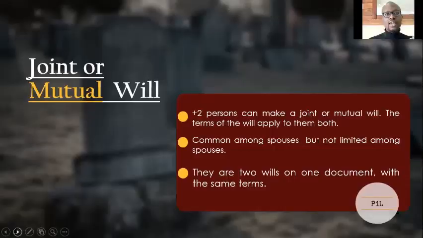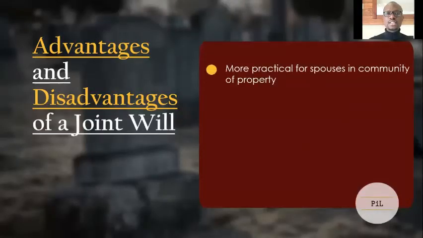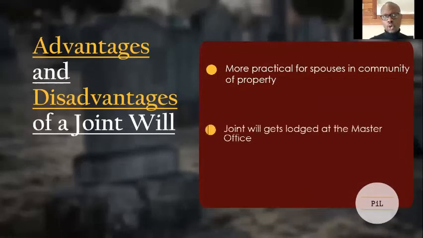I often call it, each person has a will, but they decided to use one document. This is common amongst spouses, as mentioned. However, it's not limited to spouses. If you happen to be business partners and you equally share things because of a legally binding document. As mentioned, it's very much practical for spouses married in community of property.